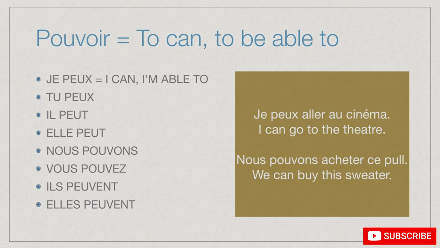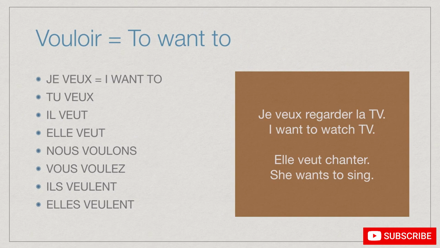So the conjugations are je peux, tu peux, il peut, elle peut, nous pouvons, vous pouvez, ils peuvent, elles peuvent. Next is vouloir, which means to want to. So you have je veux, tu veux, il veut, elle veut, nous voulons, vous voulez, ils veulent, elles veulent. And then some examples are je veux regarder la télévision, elle veut chanter.